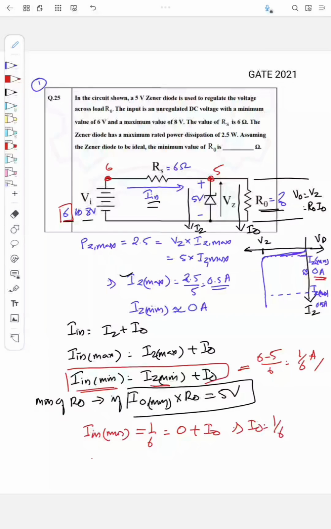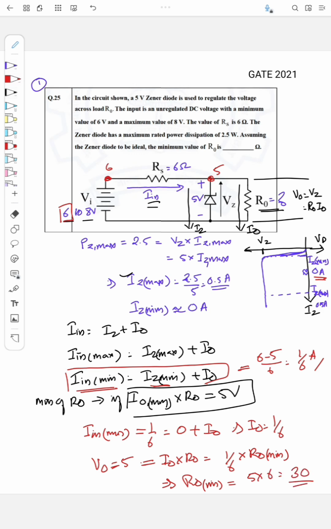So V naught should be equal to 5 even if I naught is equal to 1 by 6, right? So I naught into R naught, where 1 by 6 is I naught, that into R naught. Even in this condition, the voltage V naught should be 5. So what should be the R naught minimum? R naught minimum will be equal to 5 into 6, that is 30 ohm.